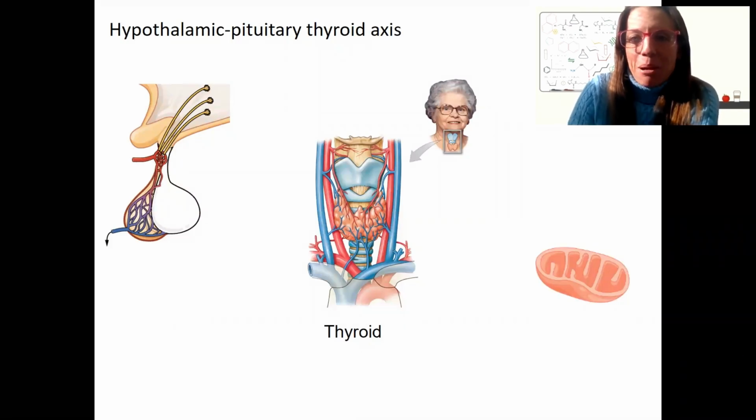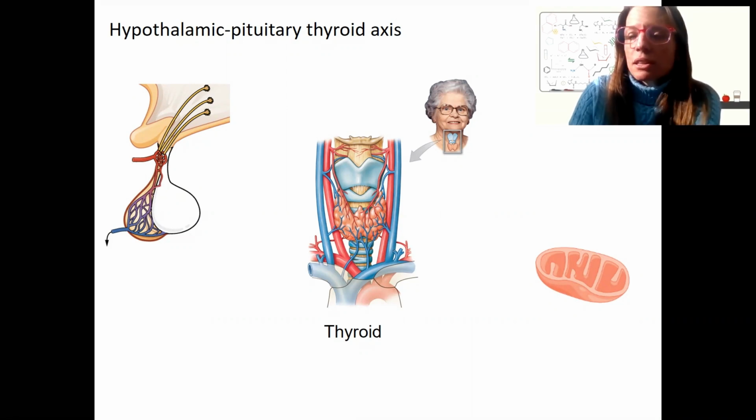Guess what? There's more hypothalamic pituitary organ axes to talk about, and the next one's the thyroid. So the thyroid has functions in metabolism. You can survive without a thyroid, but you will be very cold and have pretty low metabolism.